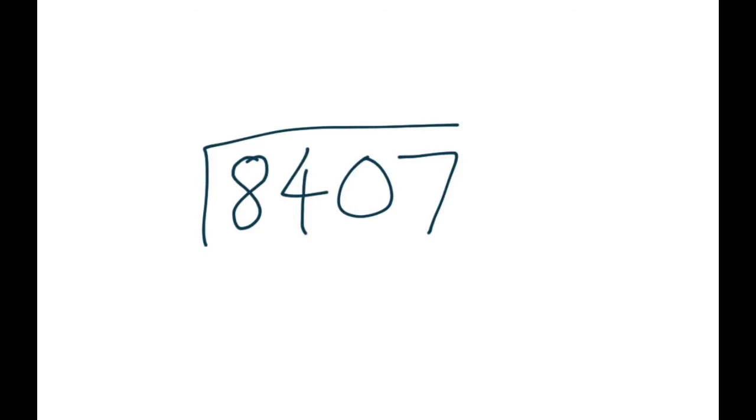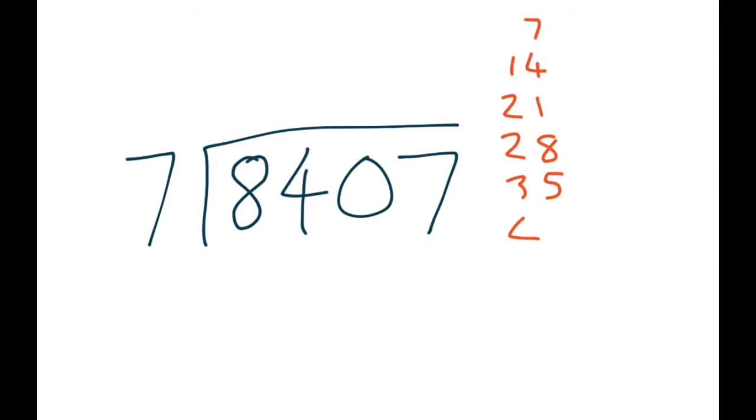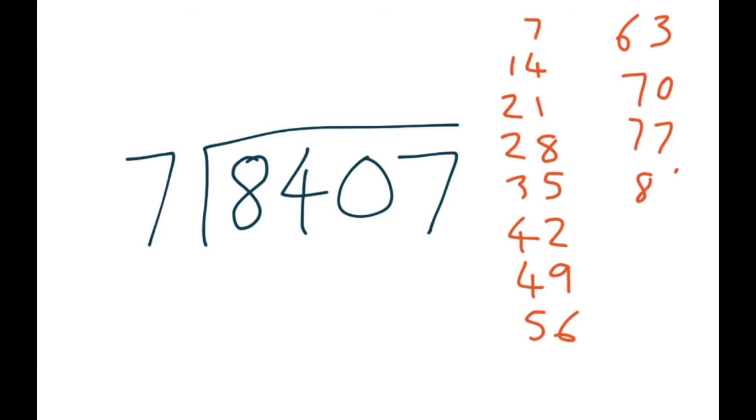Okay, now what I would like to try now is 8,407, and I'm going to divide that by 7. So again, I'm going to write out my 7 times table. This is good practice for my 7 times table. 42, 49, 56, 63, 70, 77, 84.